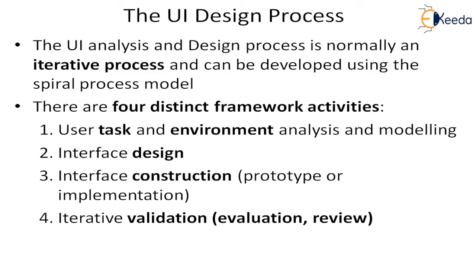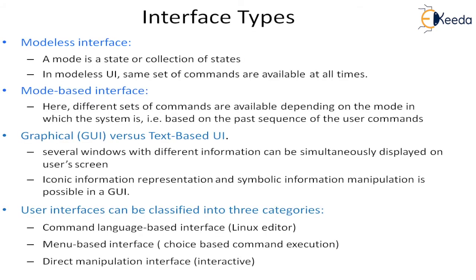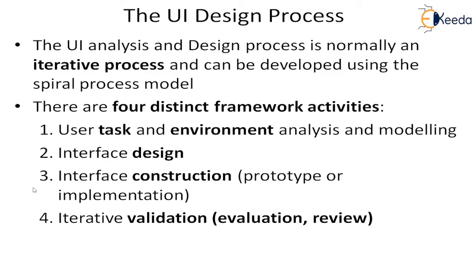Then we go to the UI design process. Having understood what a user interface is, what its types are, why it is important, what the rules are, and what characteristics make the user interface good, we will go to the design process. What are the steps that we will follow to do the analysis and the design? We have noted that this process is iterative. It is not a single step, but a set of steps which has to be repeated many times and can be developed using the spiral process.